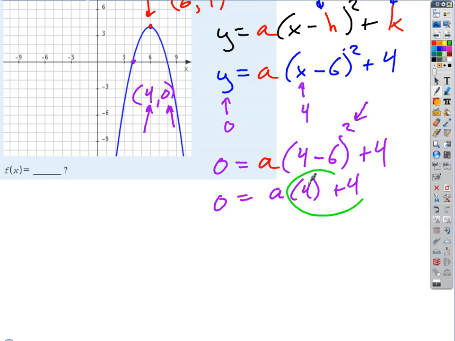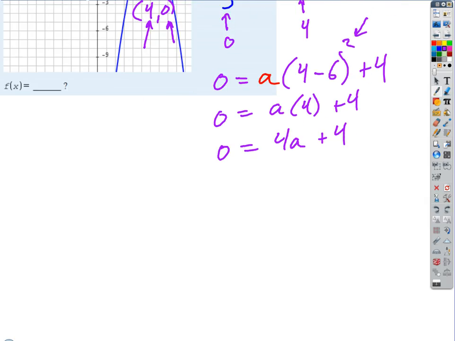A better way to think about this, I think, is to maybe take one more step and rewrite this. What is a times 4? 4a. Good. So we'd want to really write this instead like this: 0 equals 4a plus 4. Now, what are the 2 steps in order to solve for a? Subtract 4 and divide by 4. Good. So then we'd end up with negative 4 equals 4a, so a equals what? Negative 1.